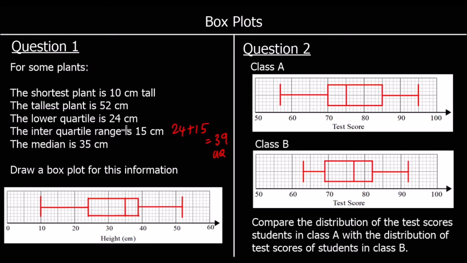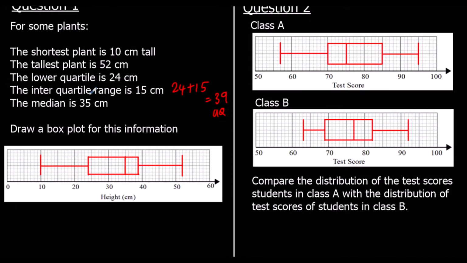Question 2 is asking us to compare box plots. So we've got 2 different classes with test scores, and we need to compare the distributions of the scores. To do this, we compare the average and we compare the spread. So we look at the median for the average. So the median is lower for class A. We can say on average the score in class A was lower.